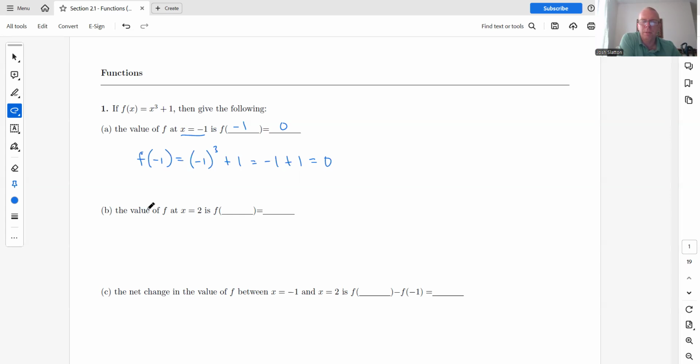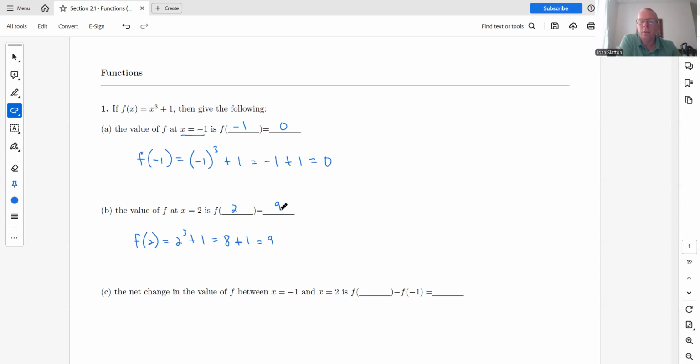So in this case, part B, we have the value of f at x equals 2. So we're looking for f of 2, and we're going to plug 2 in for each of these x's. So we have f of 2 equals 2 to the third plus 1. So 2 to the third is 8, and then plus 1, and we get 9. So f of 2 equals 9.